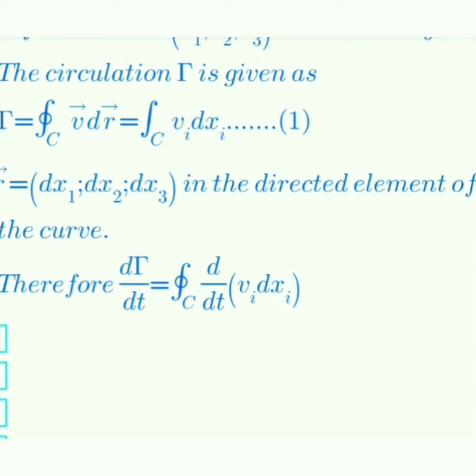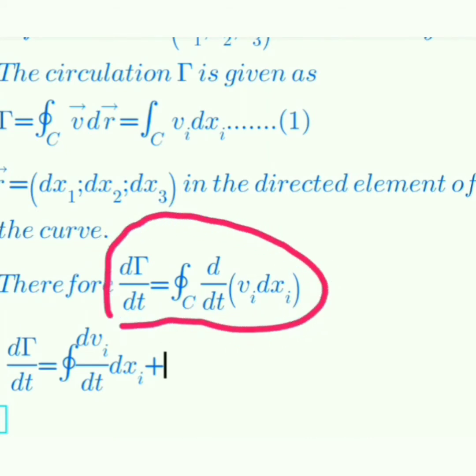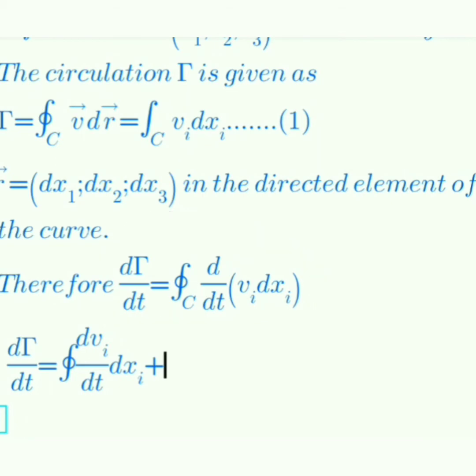Now friends, d gamma by dt equals the closed integral of (dVi by dt) dxi plus Vi d/dt(dxi). Whatever we get, I just differentiate this portion. These derivatives I have to do. So according to partial differential equations, I use the product method. We already know how to do the product method.